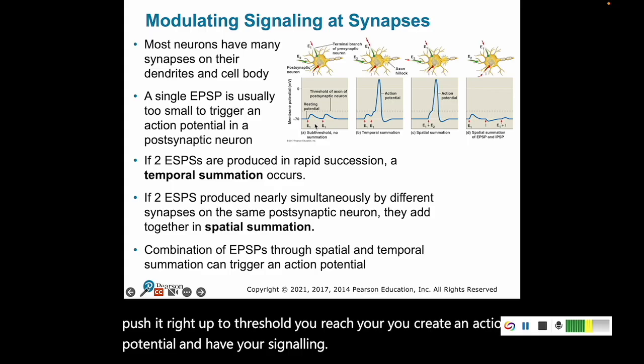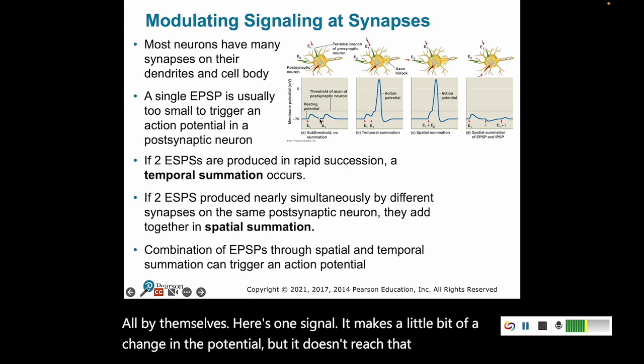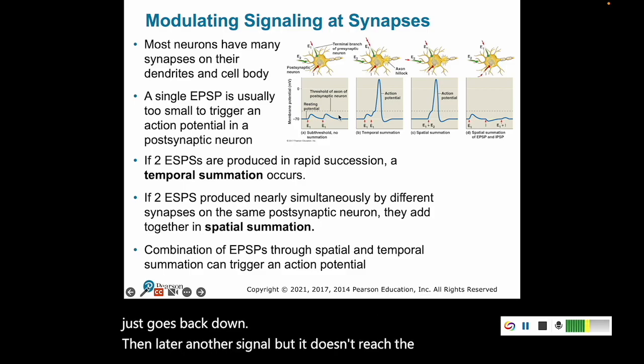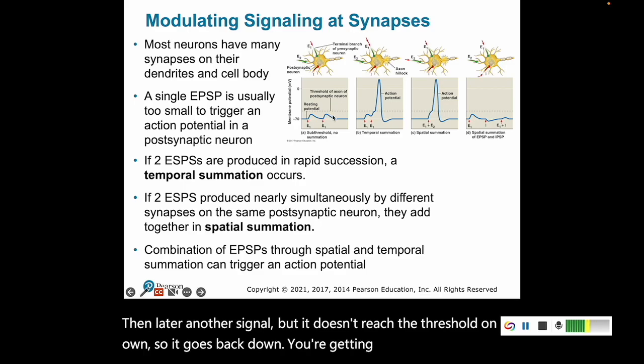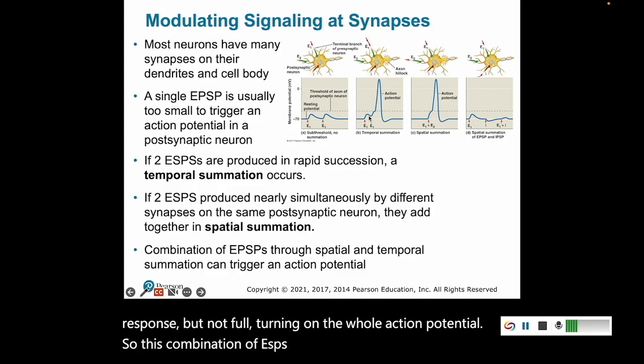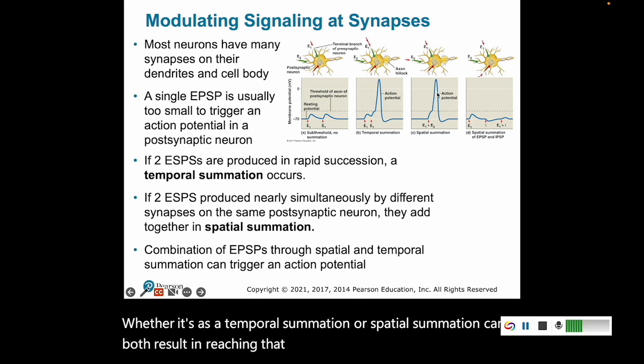However, if the signals are all by themselves, here's one signal, it makes a little bit of a change in the potential, but it doesn't reach that threshold, so it just goes back down. Then later, another signal, but it doesn't reach the threshold on its own, so it goes back down. You're getting a little bit of a graded response, but not full turning on the whole action potential. So this combination of EPSPs, whether it's as a temporal summation or a spatial summation, can both result in reaching that threshold and having the action potential.